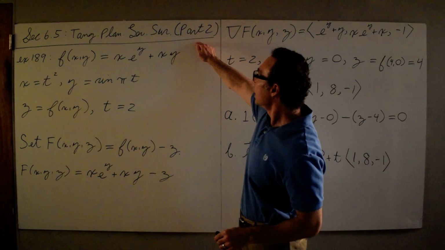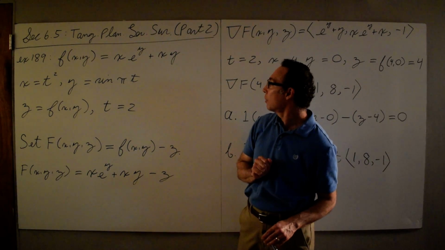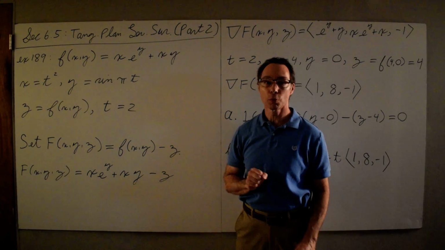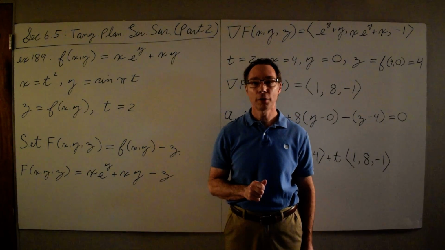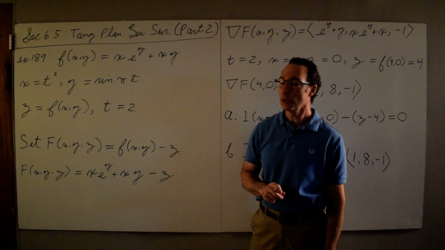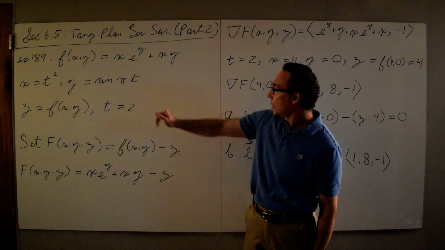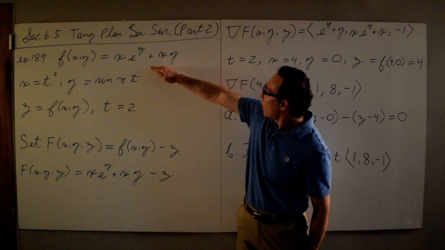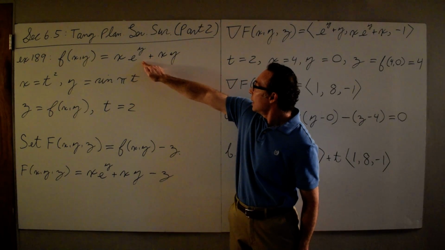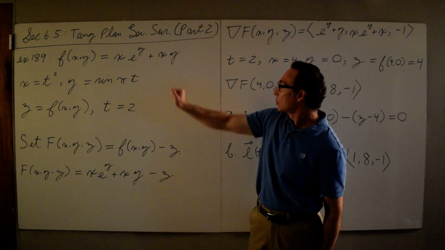This is the second video on section 6.5, tangent planes to level surfaces. So here we want to find both the tangent plane and the normal line to the surface at the point where t is equal to 2. And we have f of xy is x e to the y plus xy.